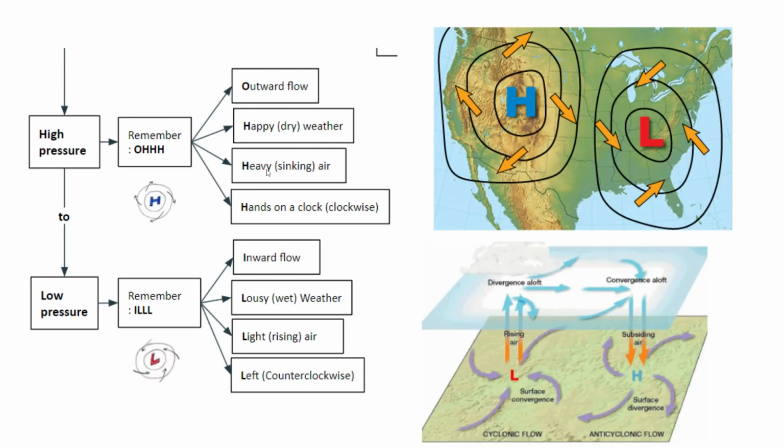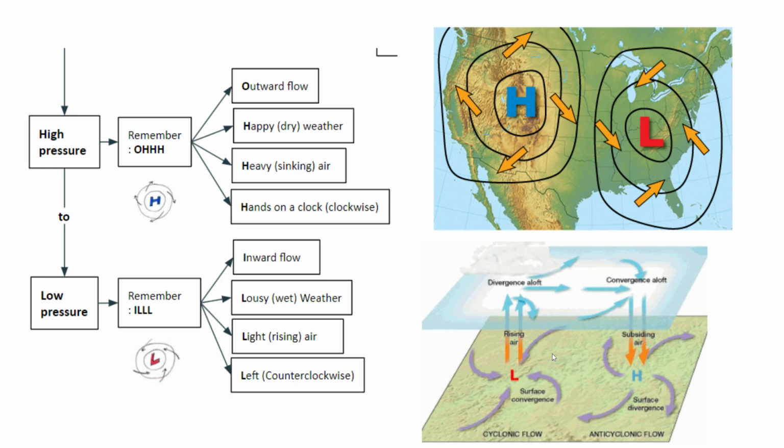So overall, this is all we talked about. High pressure: O, outward, happy weather, heavy air, hands on a clock. Low pressure: ILL, inward flow, lousy weather, light air, left, counterclockwise. If we put all this together, it kind of looks like this. We have an area of high pressure, we have an area of low pressure. High pressure areas move clockwise. Low pressure areas move counterclockwise. But overall, still notice that winds are still moving from high to low pressure.